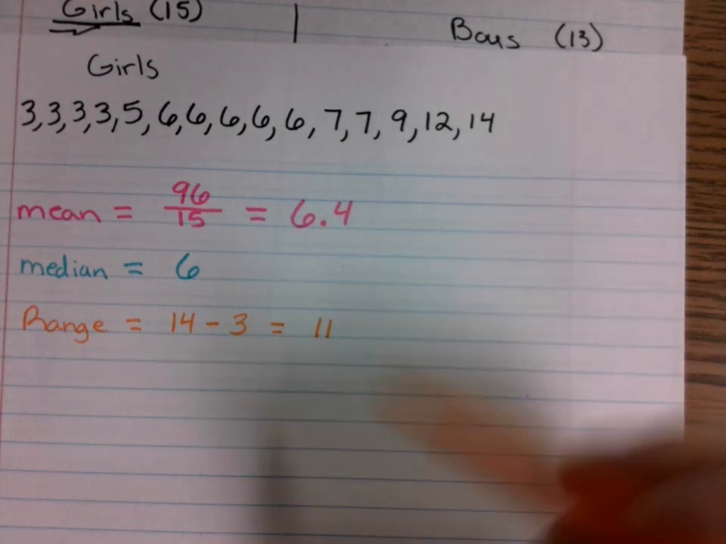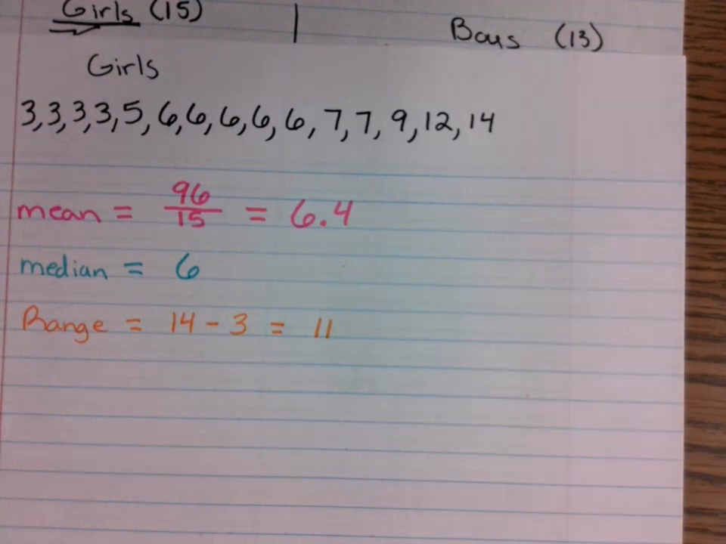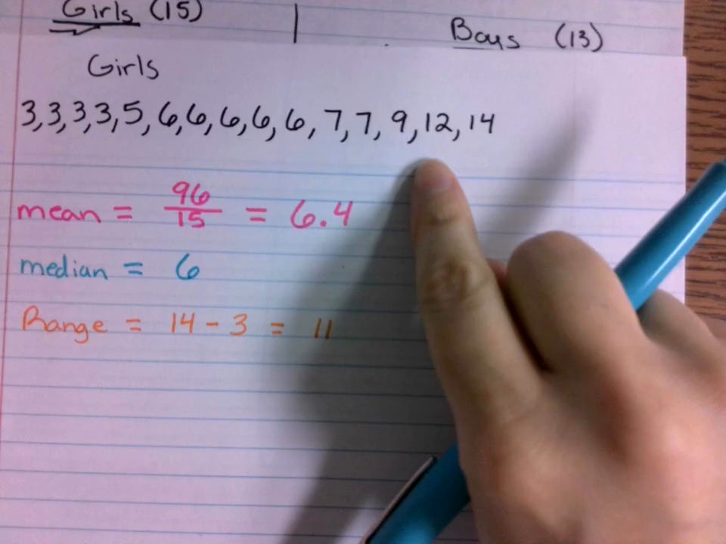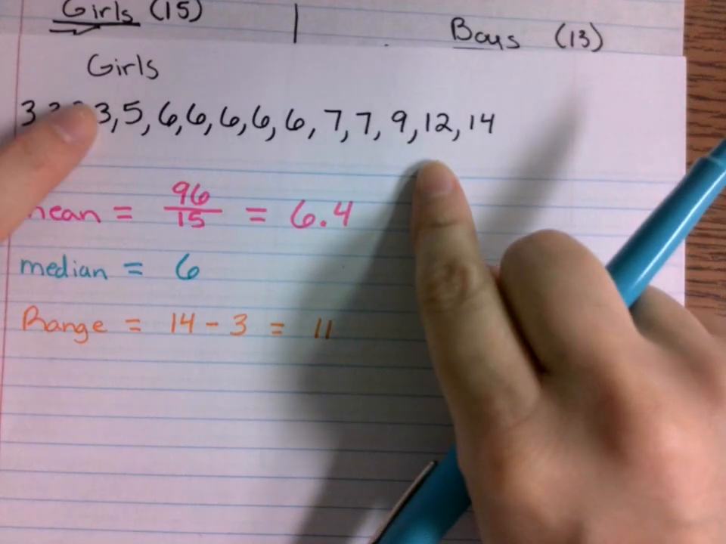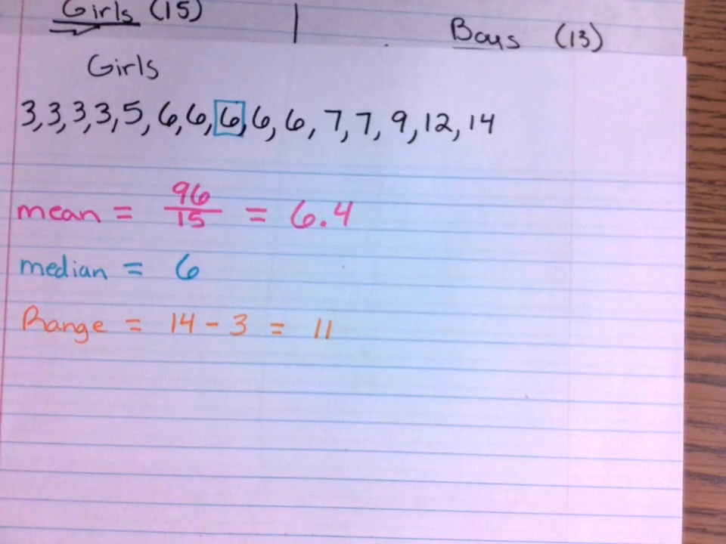The way the interquartile range works is, again, you have to know what your median is. So again, 1, 2, 3, 4, 5, 6, 7. Here is the 6 that represents our median. That's the 6 that represents the median.